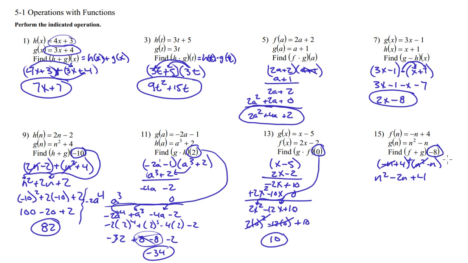And now we're going to plug negative 8 in for both of those n's. So negative 8 squared minus 2 times negative 8 plus 4. Negative 8 times negative 8 is positive 64. Negative 2 times negative 8 is positive 16 plus 4. So that's 64 plus 20 is what, 84?